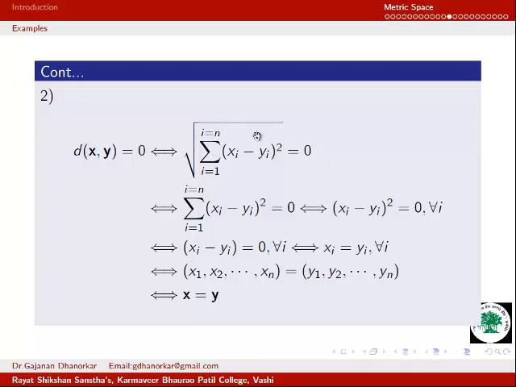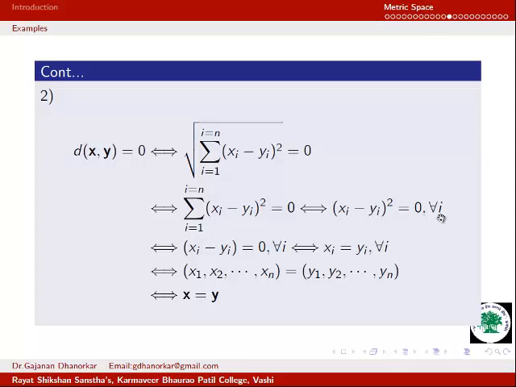The square root of this term is equal to 0. After that, if we take squaring on both sides, then we are cancelling the square root and we are getting this term equal to 0. That means here we are taking xi minus yi, this bracket is equal to 0. In this summation, we are taking this bracket equal to 0.